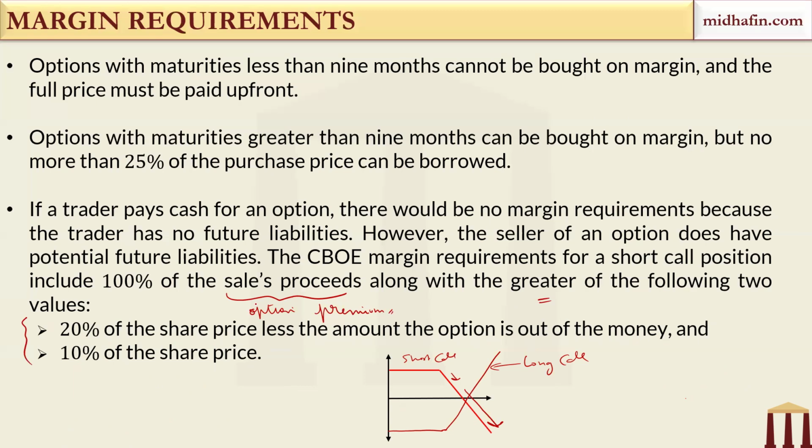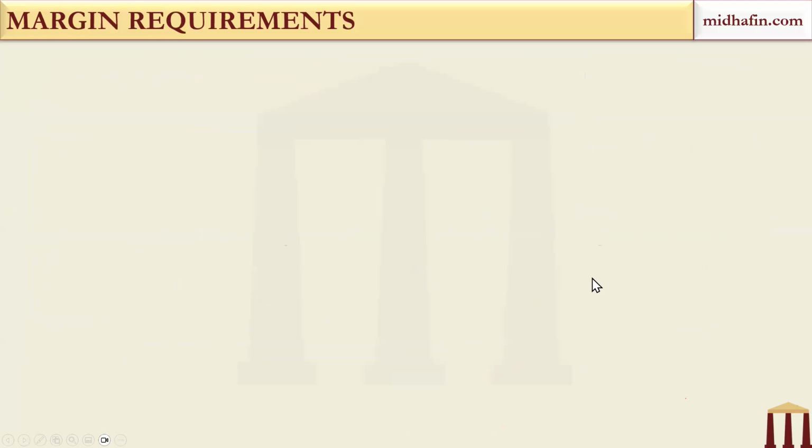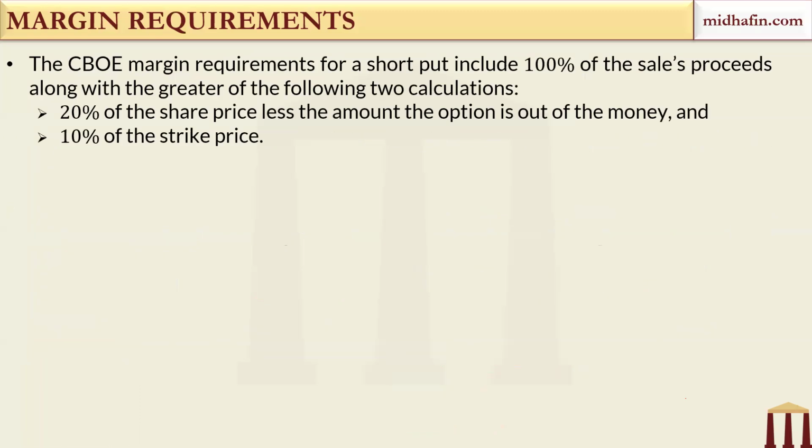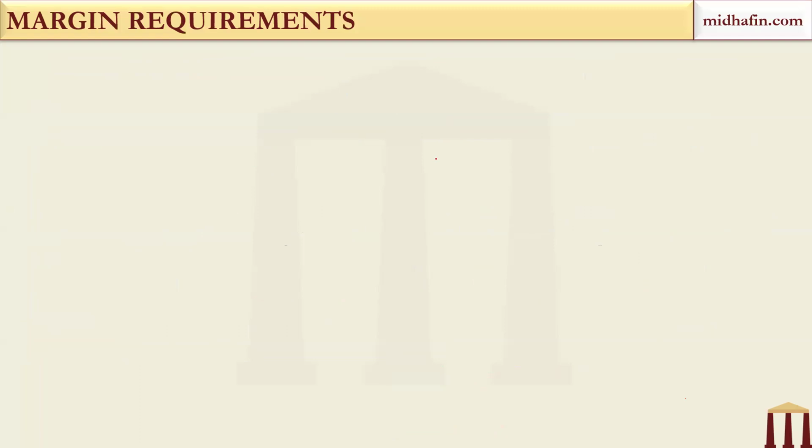So of course, the best way to understand the calculations is using an example. So let's take some example. And yes, for a short put, it is like this. A short put is basically the premium along with the greater of these two. So let's take an example, as I said.